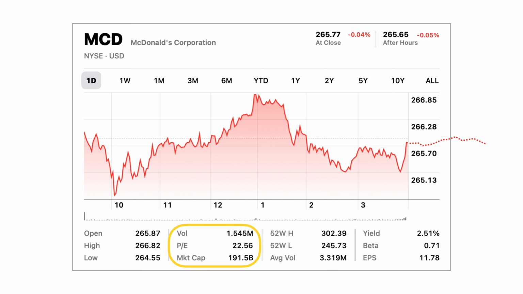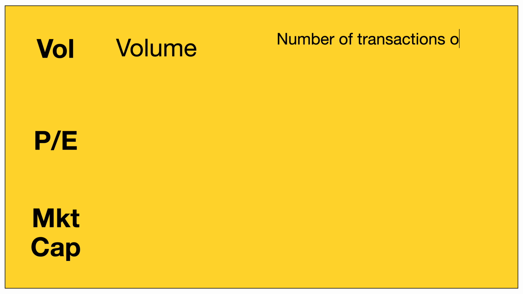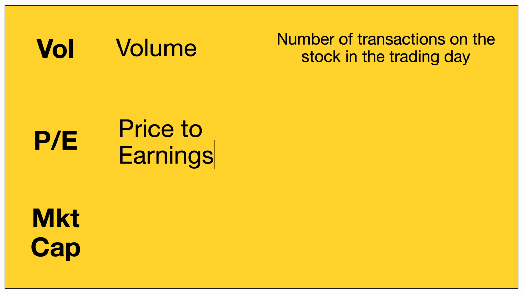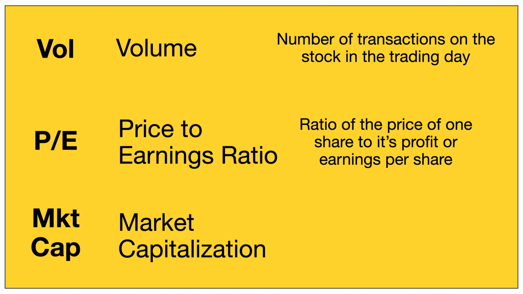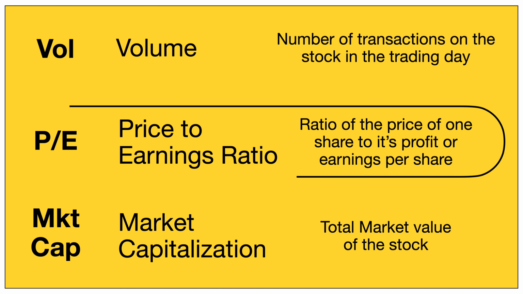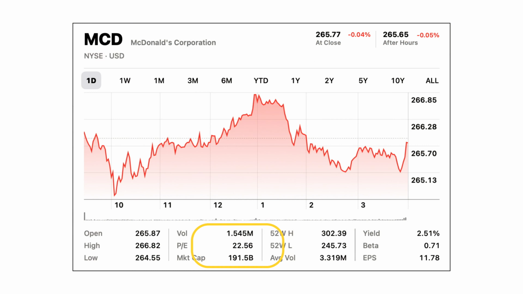Right next to that here, we have three things: volume, PE, and market cap. So again, vol, that is just short for volume. And volume is just the number of transactions on the stock on the trading day. PE is going to be the price to earnings ratio, and that's going to be the ratio of the price of one share to its profit or earnings per share. And then market cap is short for market capitalization, and that's just the total market value of the stock. And take note here that we will return to this PE at the very end.